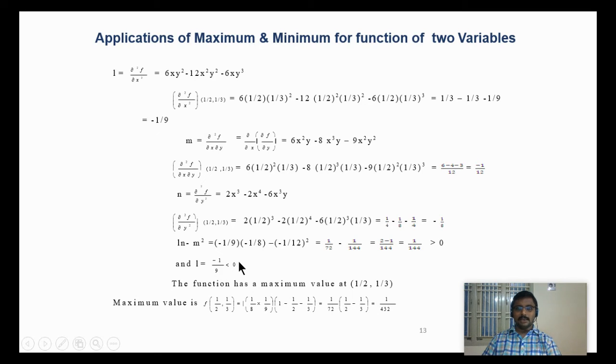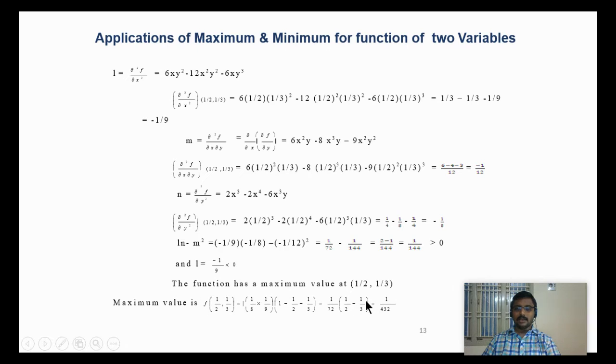Now computing LN minus M square, we will have 1 by 144, which is obtained by taking the LCM as 144. So is 1 by 144 positive or negative? Clearly positive. So LN minus M square is positive, but what is L here? Negative 1 by 9, which is less than 0, that is negative. So LN minus M square is positive and L is negative. By the working procedure, the function attains its maximum value at the point 1 by 2, 1 by 3.